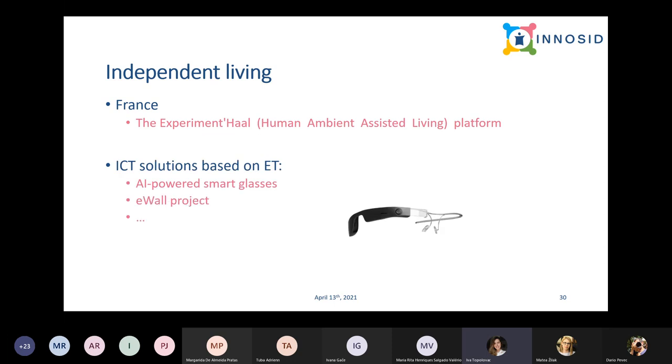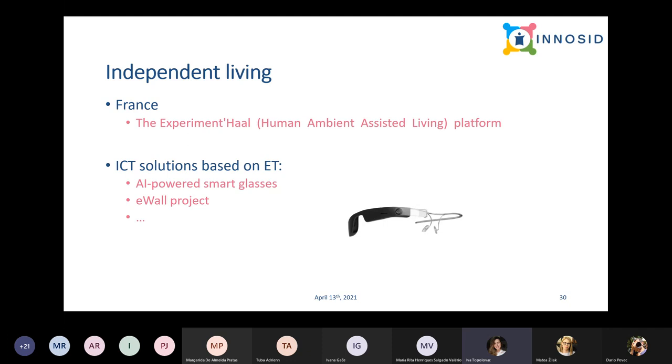Something similar to that would be the eWall project, which is not an ambient assisted living, but refers to an entire wall that would be like a huge screen. And would offer services such as activity coach, video-based exercising, and personalized guide. The first example I mentioned would be an example of using the IoT, Internet of Things, emerging technology.